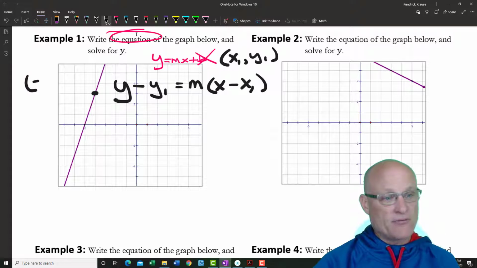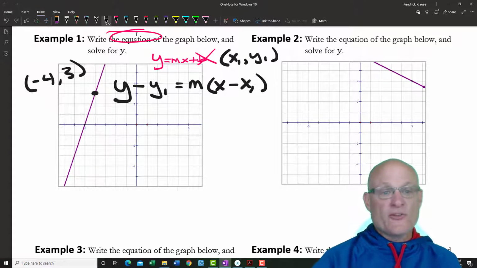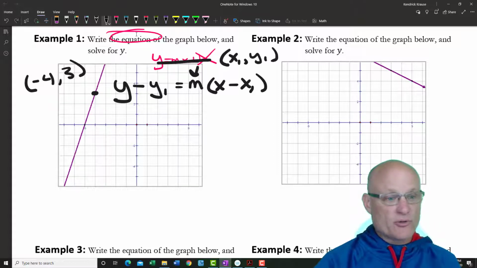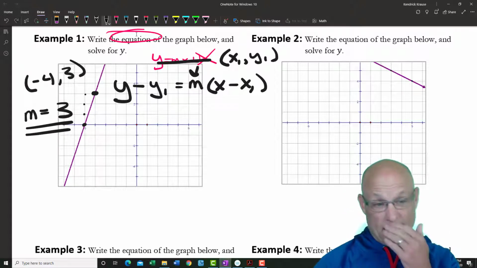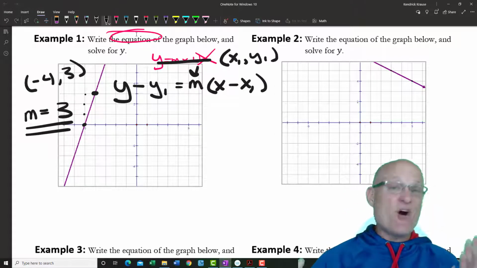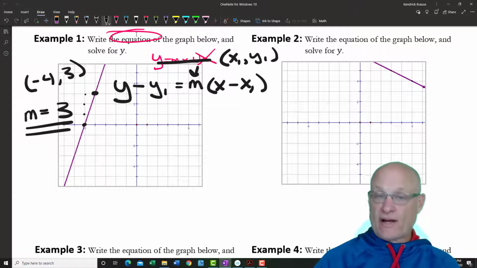That point is negative 4, positive 3. So the other thing we need is the slope. So here's a point. We go up 1, 2, 3, over 1. So my slope is positive 3 because it's increasing everywhere. So I have all I need to find the equation of the line.